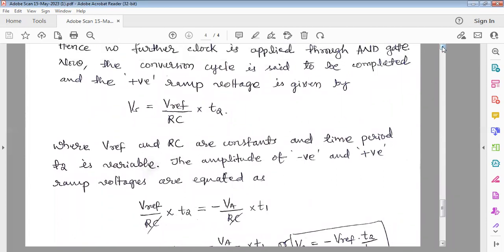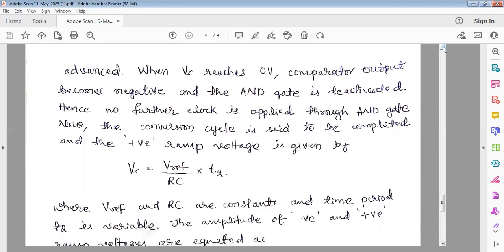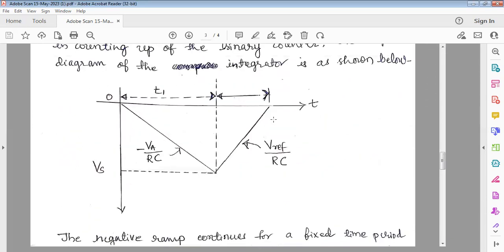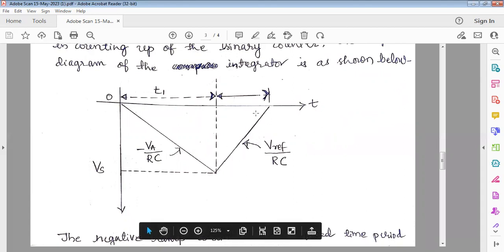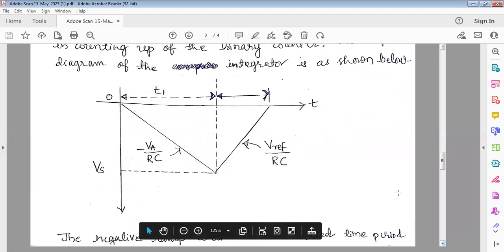At this point the comparator output becomes negative and the gate is deactivated, and hence no further clock is applied through the AND gate. And what happens here? Here the comparator gets reset, and when it reaches 0 volt at this point, one cycle completes. The actual conversion of the analog signal into a digital signal starts from this point and goes up to this point. Because of this, the time period T2 is not a fixed one, whereas the time period T1 is a fixed one.